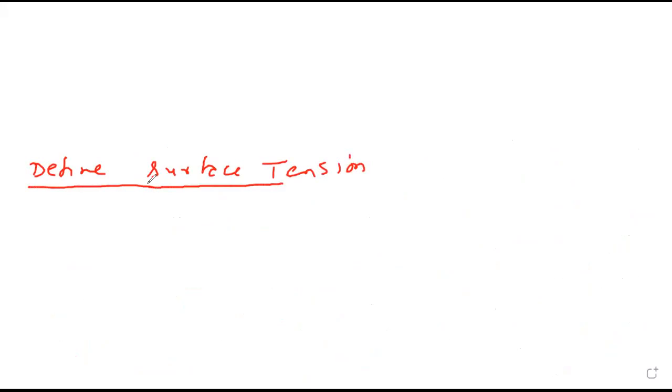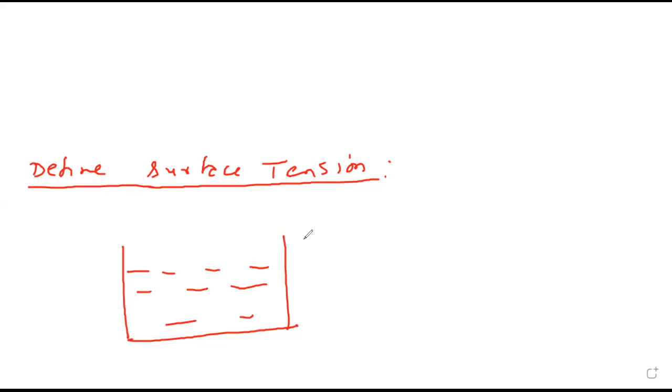Define surface tension. Now, if this is a container containing liquid, when I see from the top, I'll be able to see this plane, which can be rectangular, circular, or elliptical, depending upon the shape of the container. In this, if I consider a set of points, what is a set of points called? Line?